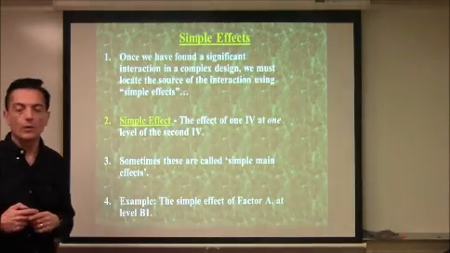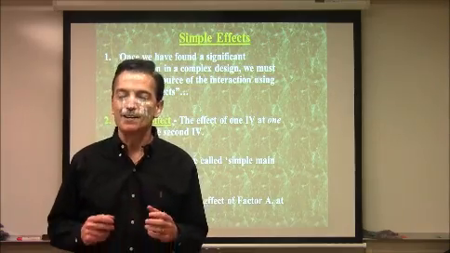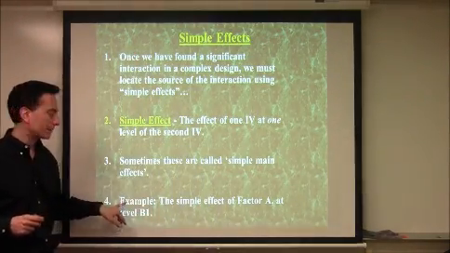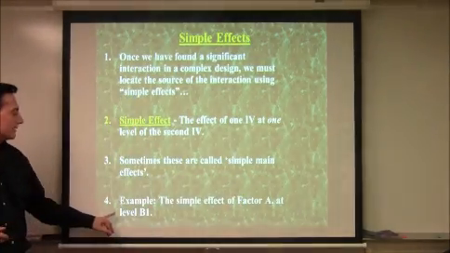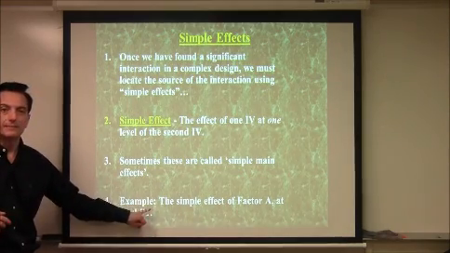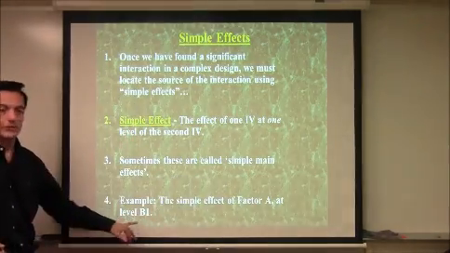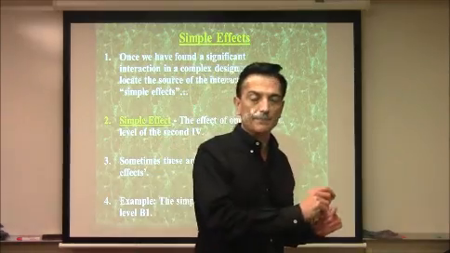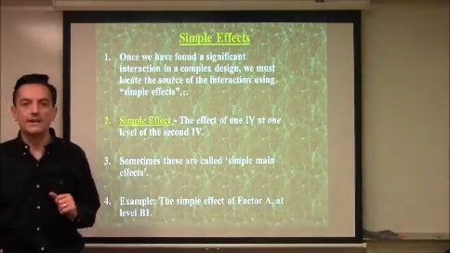Okay, let's look at one generic example, and then we'll get a little bit more specific to understand this idea of simple effects. One generic example would be the following: the simple effect of factor A at level B1. So that's one level of factor B. Later on, we could look at the simple effect of factor A at level B2. But we're analyzing essentially just one level of factor B at a time, and in this case we're looking at the influence of factor A at that specified level of factor B.